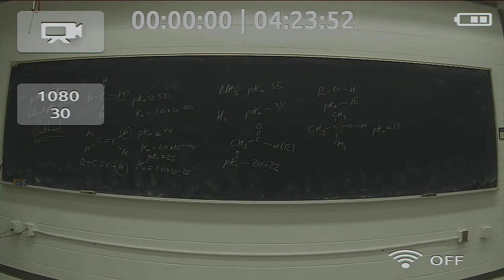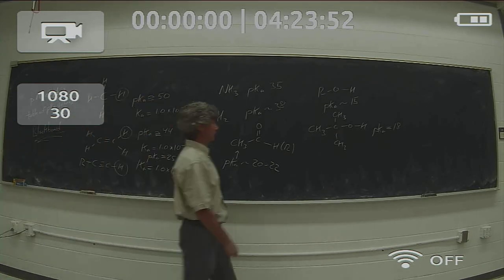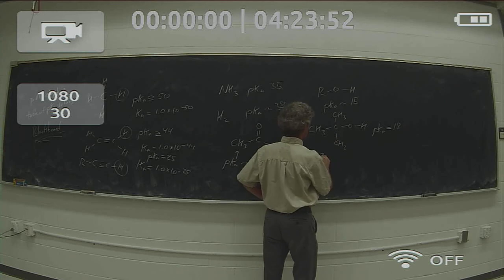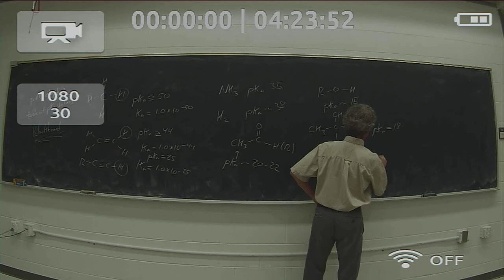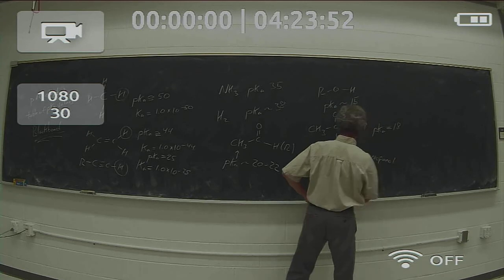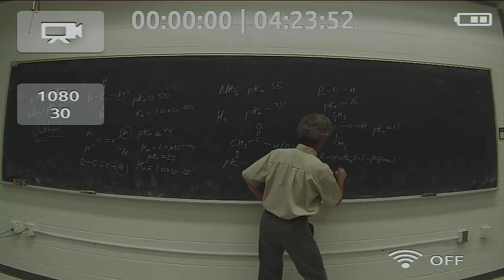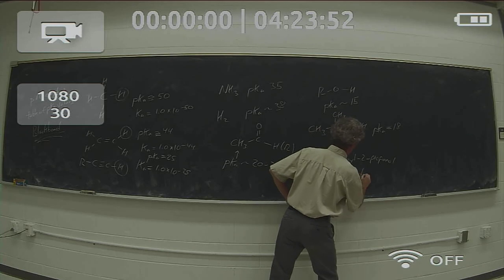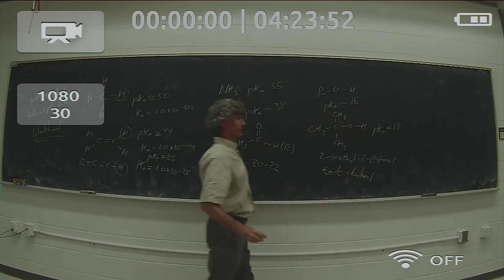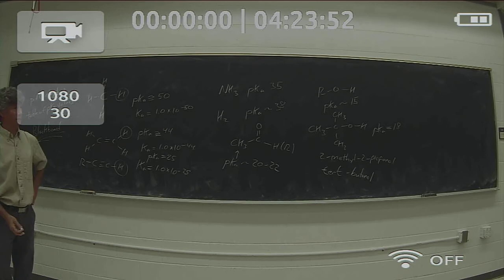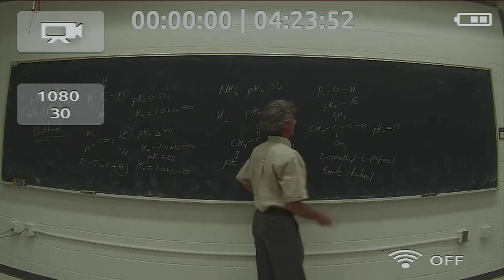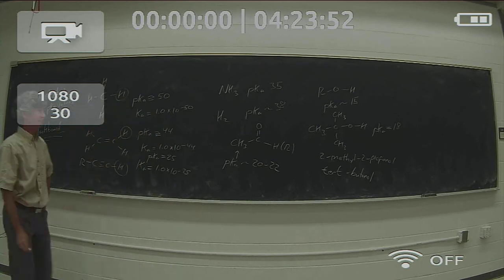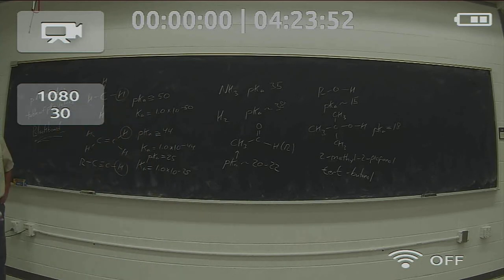Which means that T-butanol, or 2-methyl-2-propanol, also known as tertiary butanol, because the OH is attached to a carbon that has 3 carbons attached to it and no hydrogens. That's a significantly weaker acid, 1.0 times 10 to the minus 18 for its Ka, than methanol or ethanol.